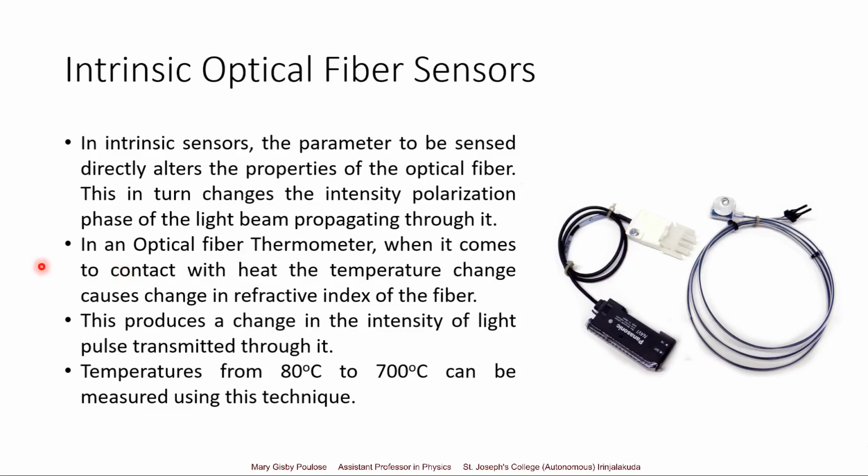Now for an optical fiber thermometer, when it comes in contact with heat, the temperature change causes a change in refractive index of the fiber at that particular point. This produces a change in the intensity of the light pulse passed through it. So using that, temperatures from 80 degrees centigrade to 700 degrees centigrade can be measured.